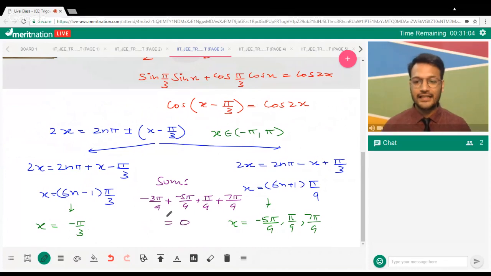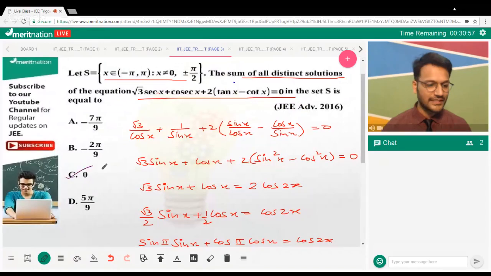Hopefully everyone is clear with whatever is there on the board. Quite simple story. So the correct answer for the question is C.